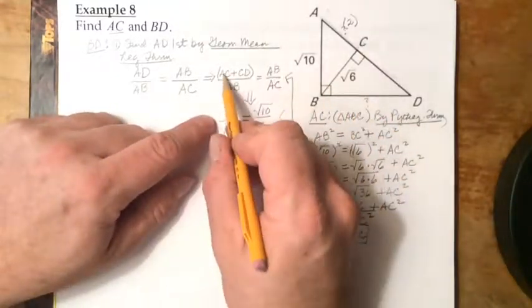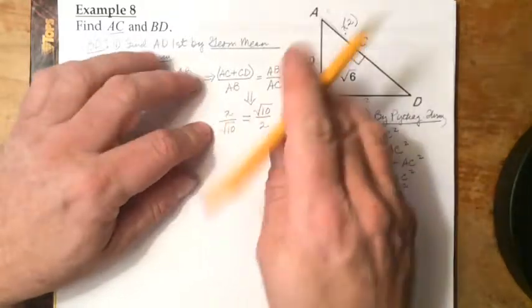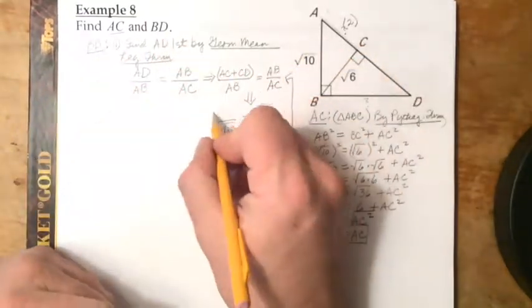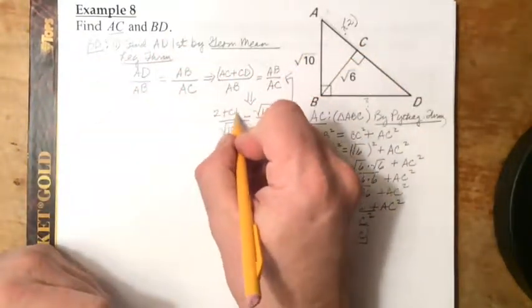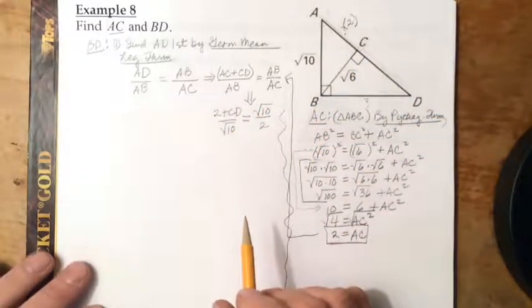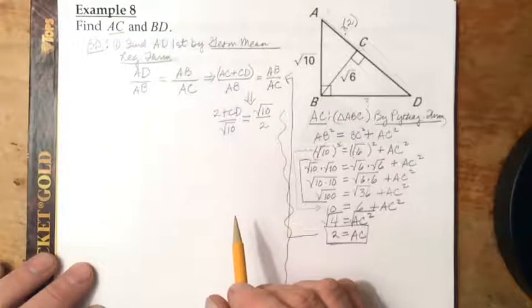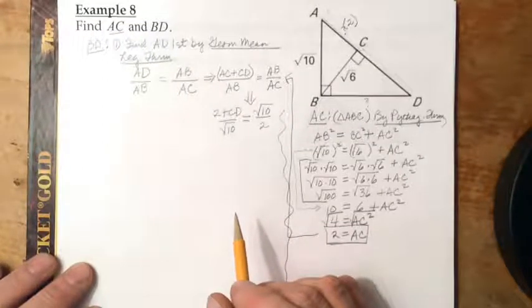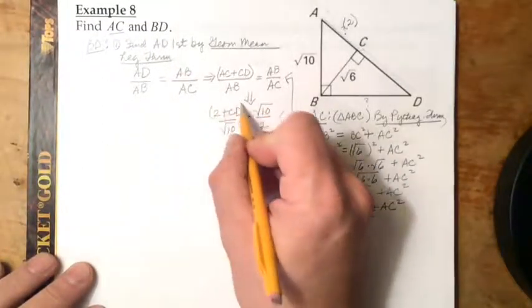Okay, oh, sorry, this was AC plus CD. This would be AC, 2, plus CD, because that's what we're looking for. We have to find CD. Okay. So then, let's put that together.